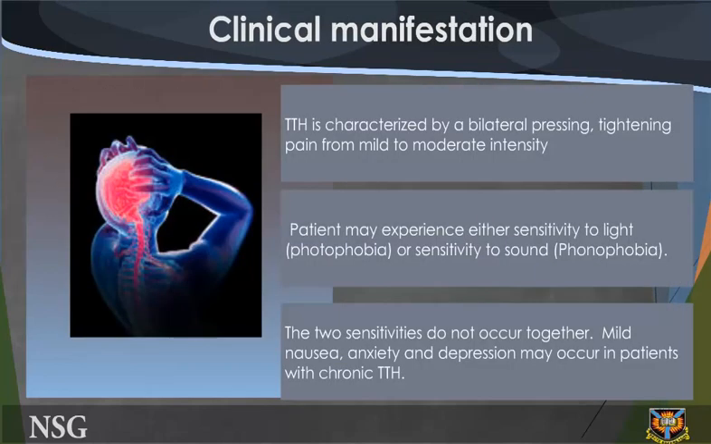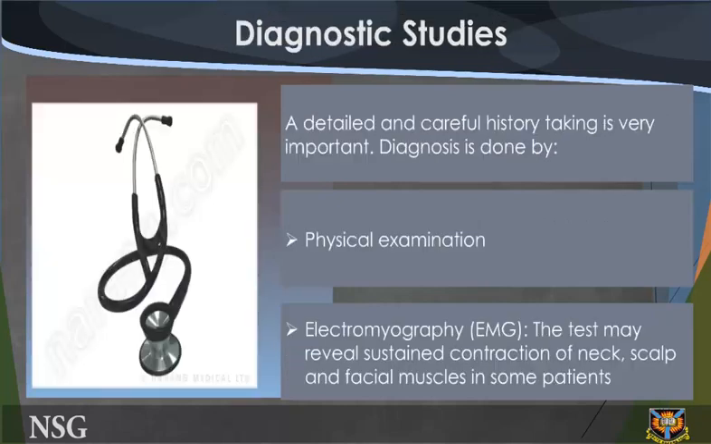Clinical manifestation. This is characterized by a bilateral pressing, tightening pain from mild to moderate intensity. Patients may experience either sensitivity to light, photophobia, or sensitivity to sound, phonophobia. The two sensitivities do not occur together. Mild nausea, anxiety, and depression may occur in patients with chronic TTH.